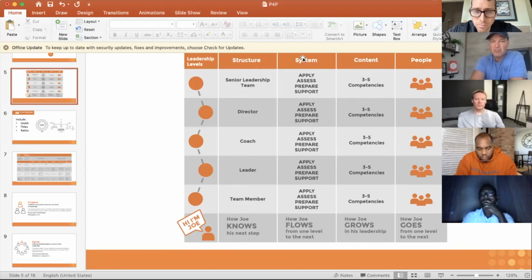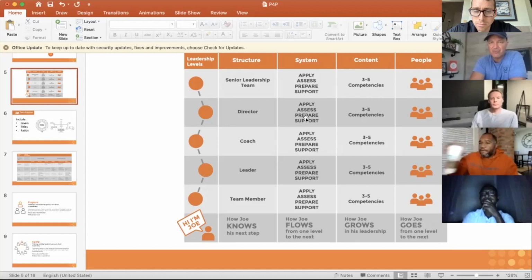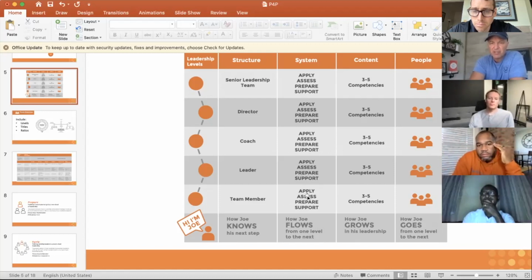Next, and we're not going to spend much time on this at all, is system. How do we onboard and train? This is just a small representation of something I teach, but they're going to apply to become a team member. We're going to do a little assessment with them. We're going to prepare them and support them in that role. And we're going to have that same onboarding and training process all the way up. And that's how Joe flows from one level to the next, because we have an intentional onboarding system and training system at every level of the pipeline.